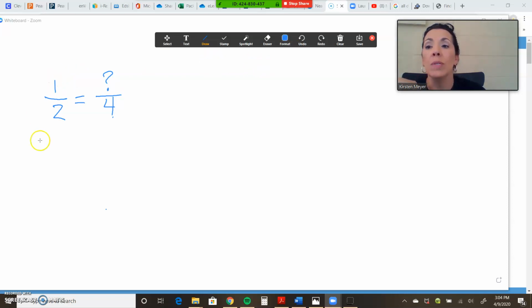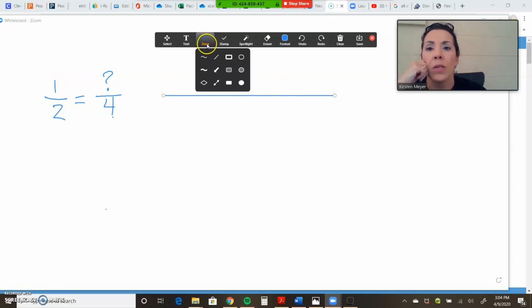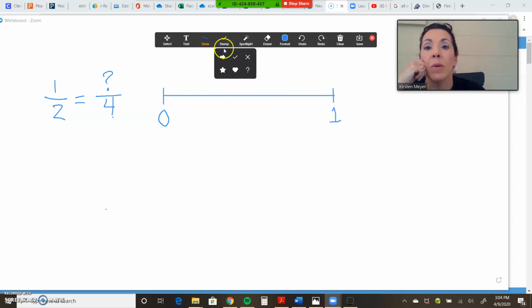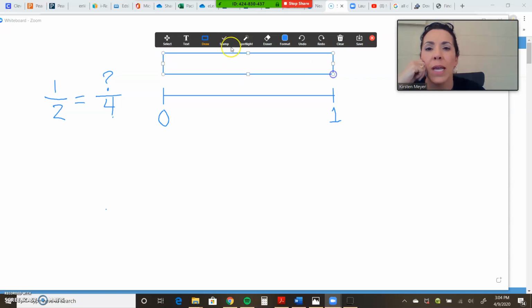So the first thing I'm going to do is draw a number line to represent 1/2. I'm going to make sure I have an end point and a beginning point. For my beginning point, I'm going to start at 0, and my end point, I'm going to start at 1 whole. Because if we remember what that actually looks like as a model, I'm going to make a small model up here above it just to help us out.